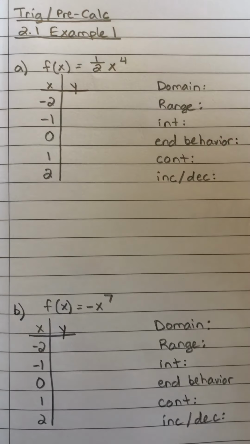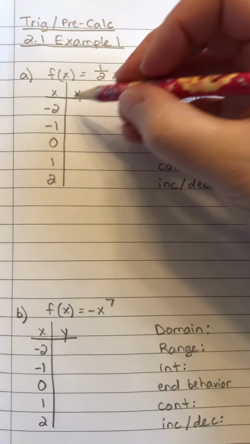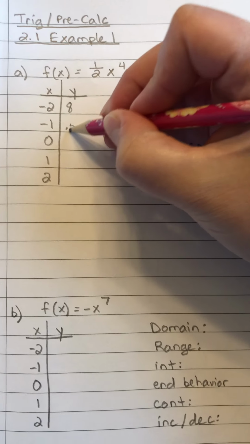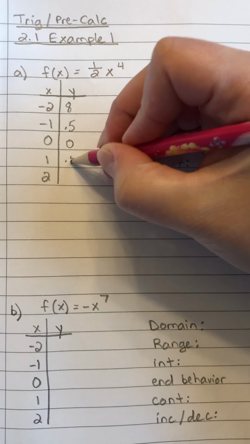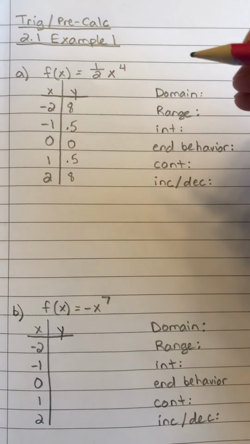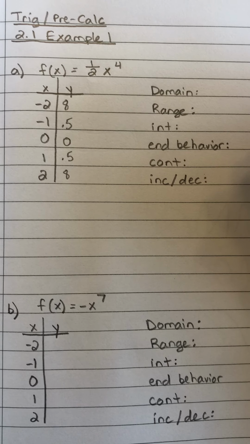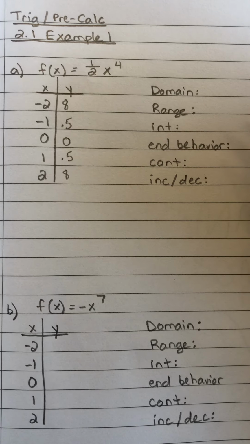For this section, clearly you're at home, so you can use a calculator. If I plug in these numbers, I'm going to end up getting 8 if I plug in -2, 0.5 if I plug in -1, 0 if I plug in 0, and 0.5 and 8 right back out. The first thing I'm going to ask you to do for any of these problems is to make that 5-point table. And then the next thing is I want you to think about what we've done in class throughout the year.